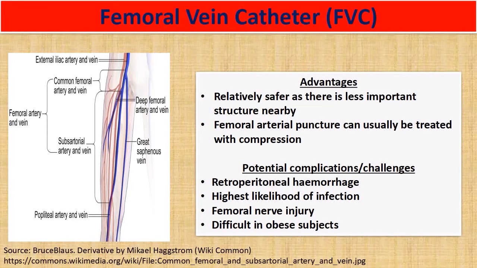So generally, femoral vein catheterizations are relatively safer because there are fewer important structures around it. For example, with your IJC, you're actually performing close to the airway. Another point is that femoral arterial punctures generally can be treated with compression. However, in subjects who are obese, internal jugular vein catheterization will normally be favored because it will be technically very difficult to insert a femoral vein catheter in obese subjects.